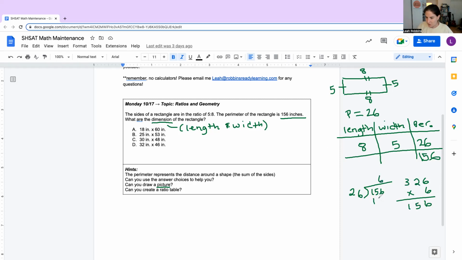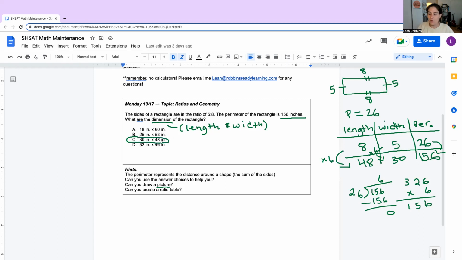Okay. So basically what we just figured out is that 156 is 6 times 26. That's known as the scale factor. So what we get to do is we get to multiply the length by 6 and the width by 6. And we get 48 by 30.